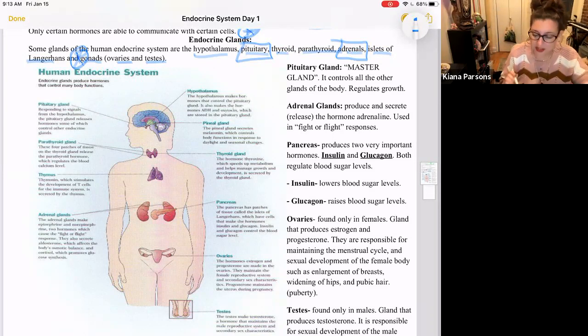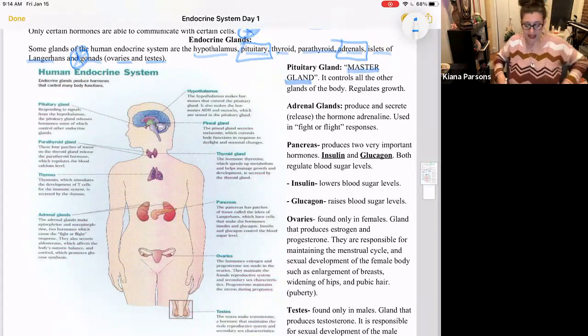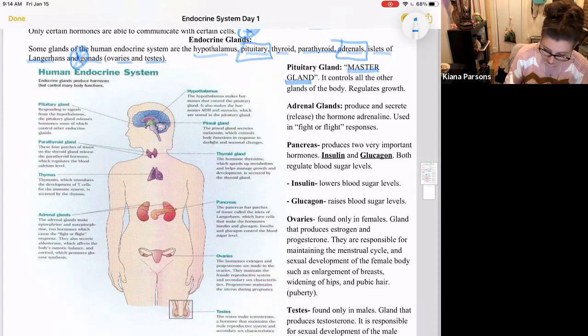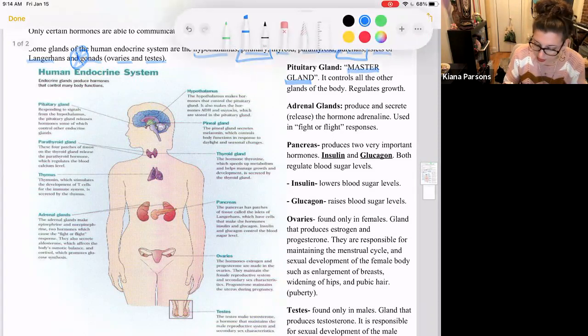So the pituitary gland is the master gland. It controls all of the other glands of the body and regulates growth. So the pituitary gland, responding to signals from the hypothalamus, which is part of the brain, releases hormones, some of which control other endocrine glands, right? So you can think of the pituitary gland, it's this master gland with the master plan. The adrenal glands, sitting just atop your kidneys. Hold on, let's get some color coding action going on here.